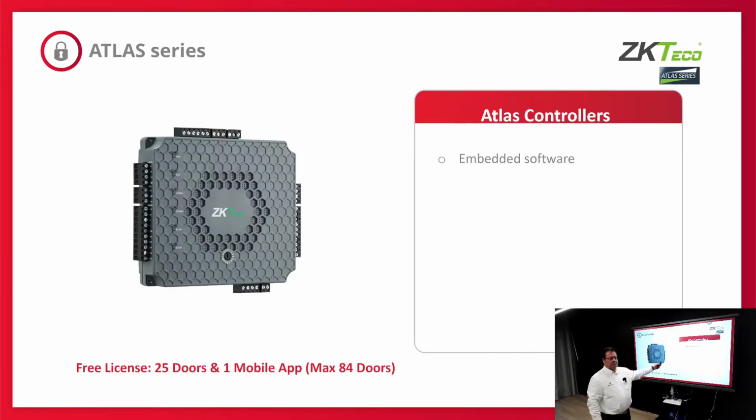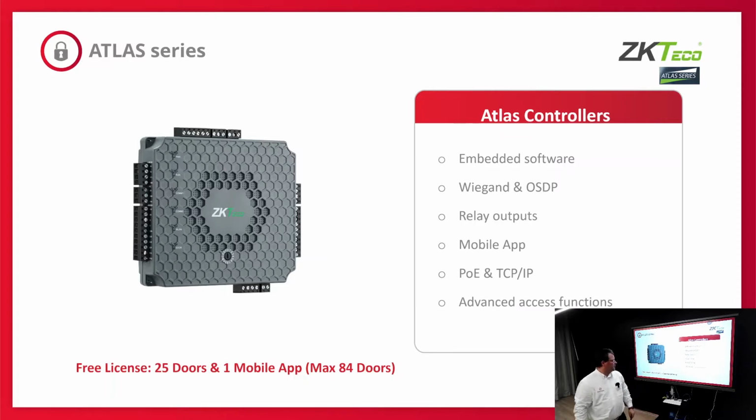Atlas series. Like I told you before, it's embedded software, Wiegand and OSDP communication channels, relay outputs, mobile app. The device works on Power over Ethernet, with advanced access functions, and you can add substations to this device. Free license, up to 25 doors, one mobile app, and a maximum of 84 doors.